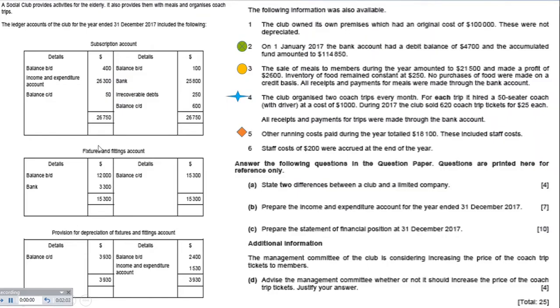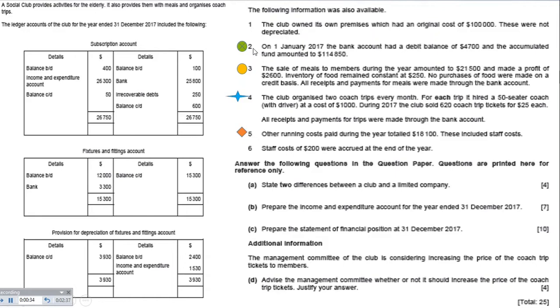Moving forward to the main question. Number B, prepare the income and expenditure account. In order to prepare it, we should try to remember the basic steps. Step 1: you need to prepare the opening statement of affairs. The opening statement of affairs is prepared to calculate the accumulated fund at the beginning of the year. So the question is, do we need to prepare it? Sometimes the data is given in the question. In that case, you don't need to prepare it.